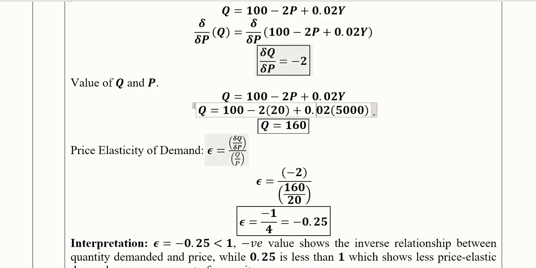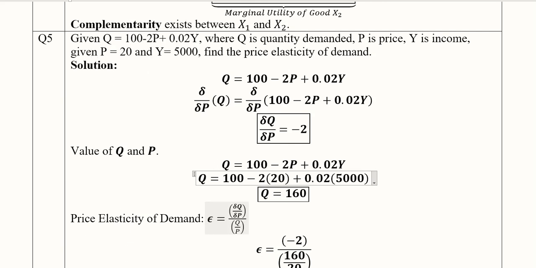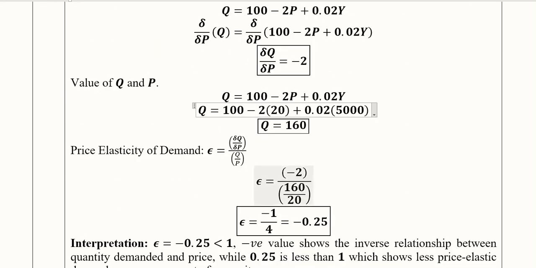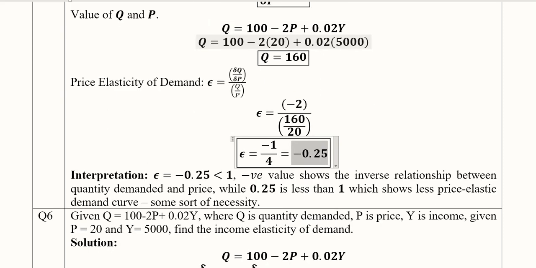And now we have all the values. The derivative is there, we have found it already. The value of Q is just found, which is 160, and the value of price is already given in the given data. Putting all these values, we will get this expression. We can solve this and we will get this answer. Now this answer has two parts. One is the negative sign, which shows the negative relationship between quantity demanded and price, which is the reflection of the law of demand, whereas the magnitude is less than 1, which means that this is less elastic.